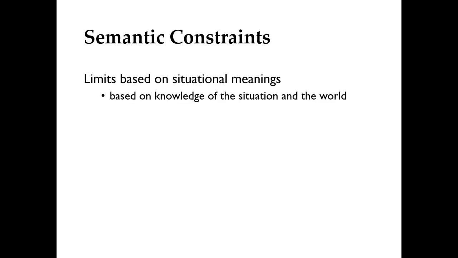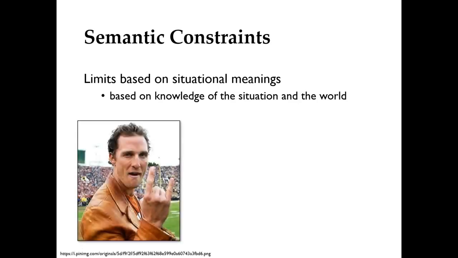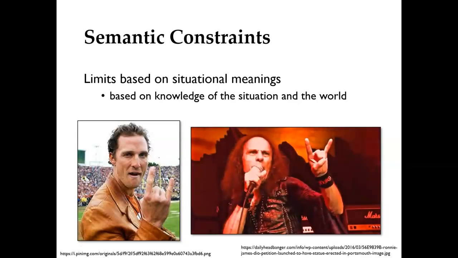We have semantic constraints as well. They're very similar, but the idea is that limits are based on situational meanings. So based on the knowledge of the situation, knowledge of the world, things will give you different meanings. So, for example, we have 2 people here, Matthew McConaughey and Ronnie James Dio.